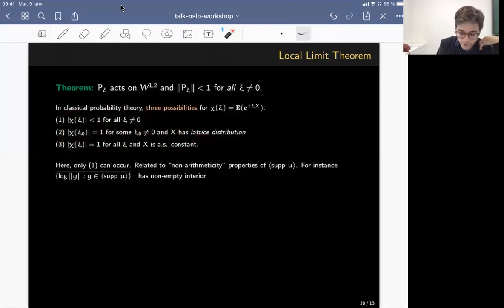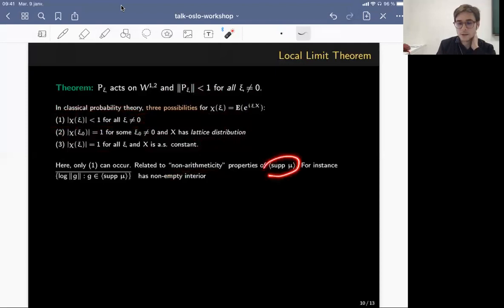So what our theorem is saying is that if you replace χ by the operator P_ξ, we prove that only the first possibility can occur. So it is always smaller than one. This basically reflects that we cannot have some lattice distribution for the norms of the random walk. So this is vaguely related to some non-arithmeticity properties of the support of our probability measure.